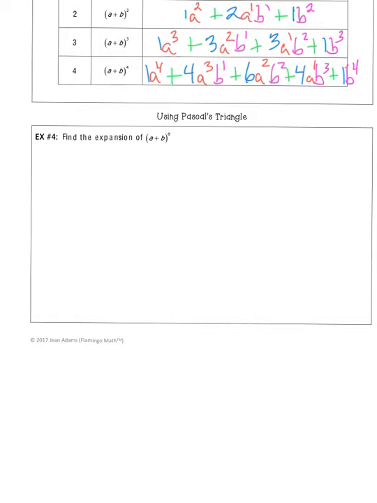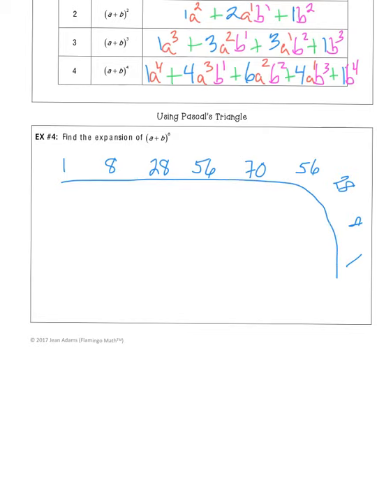Step 1. Your numbers that are in the 8th row are 1, 8, 28, 56. I might run out of room. 56. And then we get 70. I should probably give myself a little bit more room. 70. And then 56. And then 28. I'm going to move down here. Well, maybe I'll go to the side. 28. And then 8. And then 1. Okay, so sorry, I'm doing a little bit of a curve here. Sorry about that, but there we go.